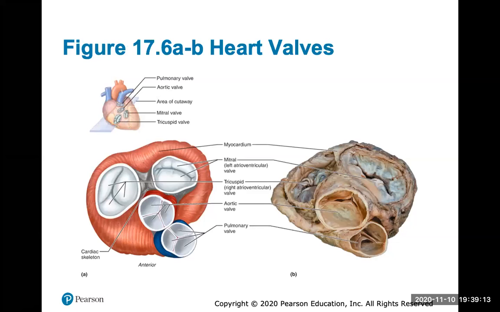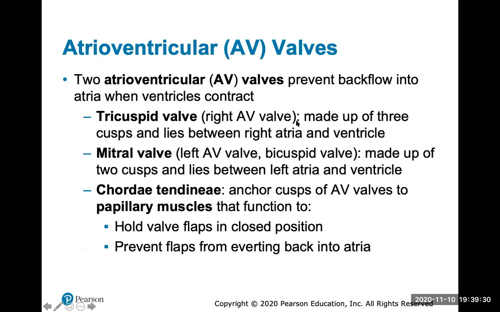So here's a cross section of the heart showing the heart valves. Here's the pulmonary and aortic semilunar valves leading into those respective great vessels. And then here is the tricuspid and mitral valve. So the tricuspid's on the right side of the heart and the mitral is the left atrioventricular valve. Your tricuspid valve is made up of three cusps between the right atria and right ventricle. The mitral or bicuspid valve is made up of two cusps and lies between the left atria and ventricle.